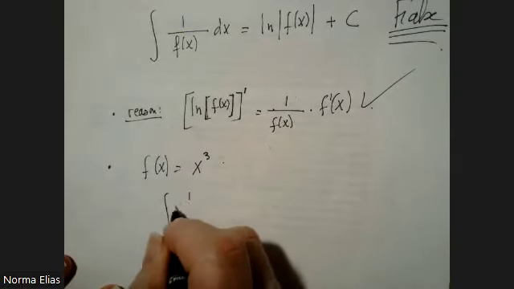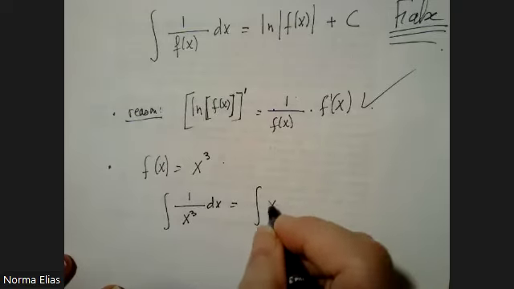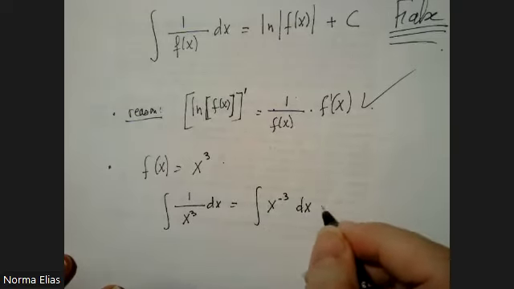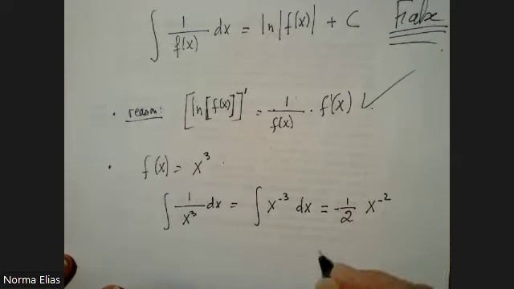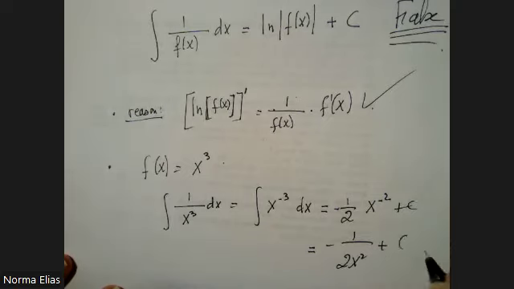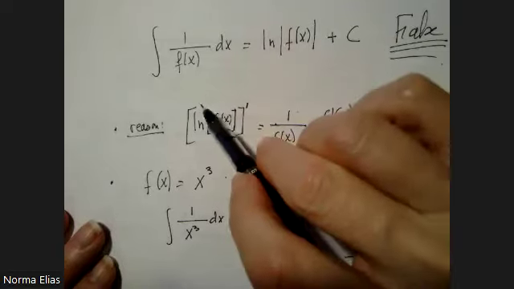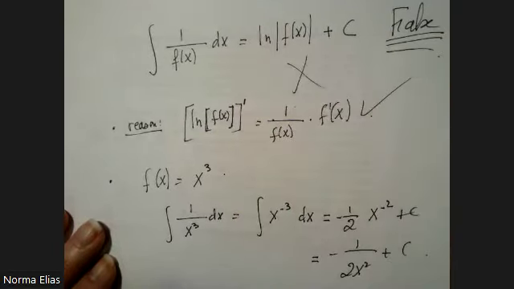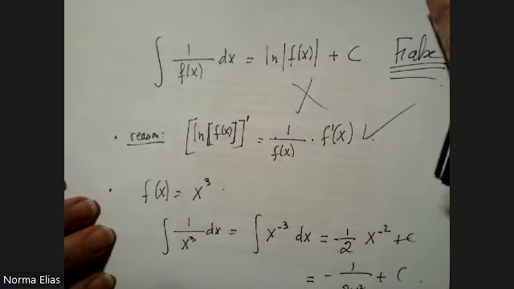So let's see. If I evaluate 1 over x cubed the correct way, that's the integral of x to the minus 3 dx. It means 1 over minus 3 plus 1, x to the minus 2 plus c, of course, which means minus 1 over 2x squared plus c, which is absolutely not ln of x cubed. So a very common mistake is whenever the student has 1 over f of x, they put ln of f. This is absolutely false. And these are two very good reasons why it is false.